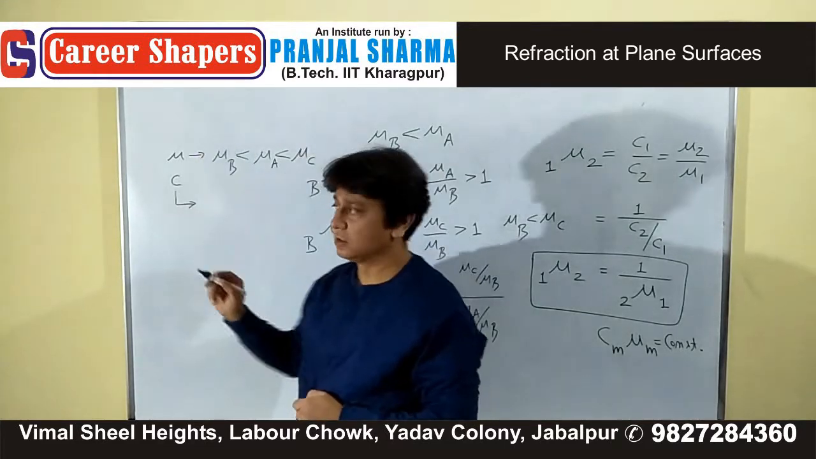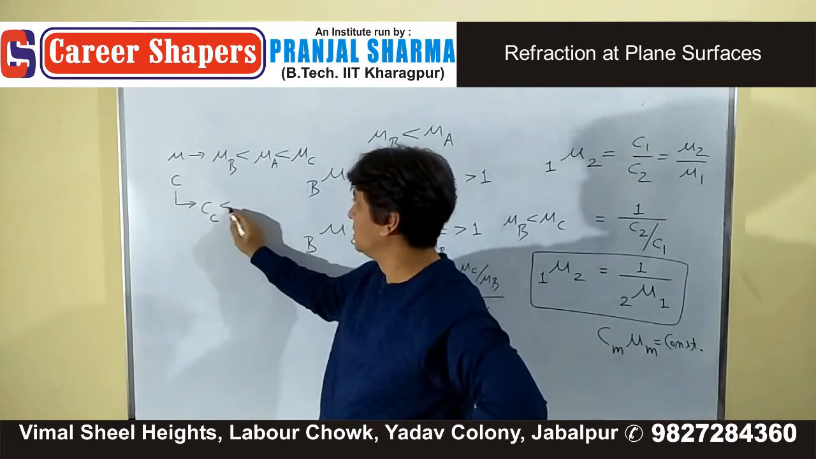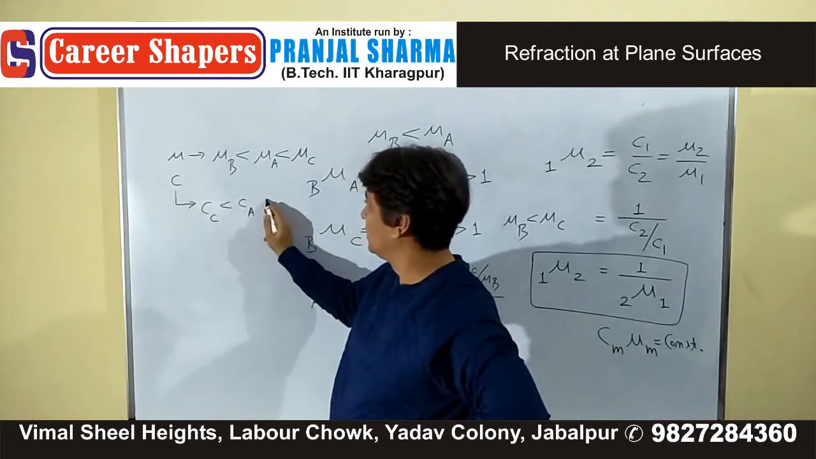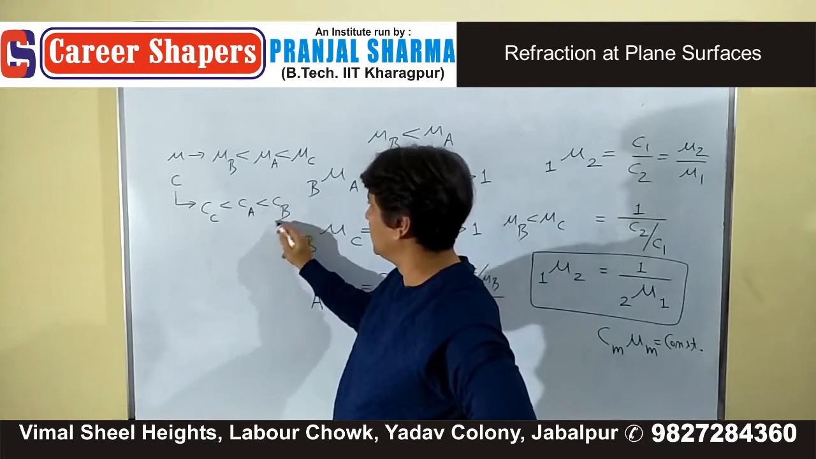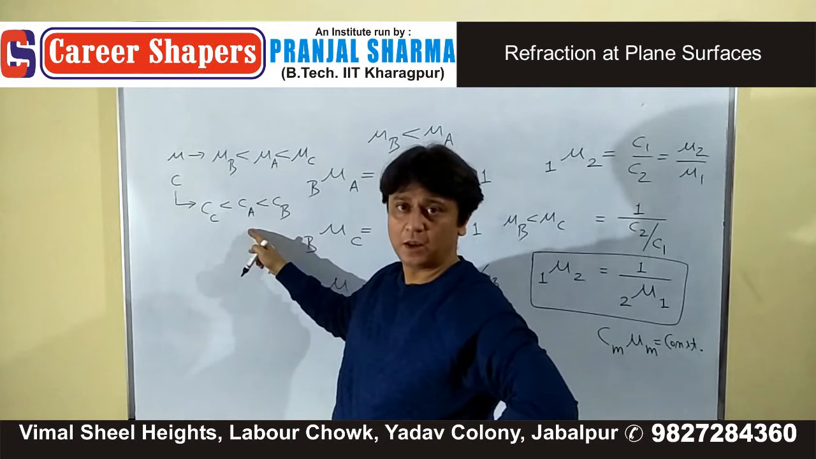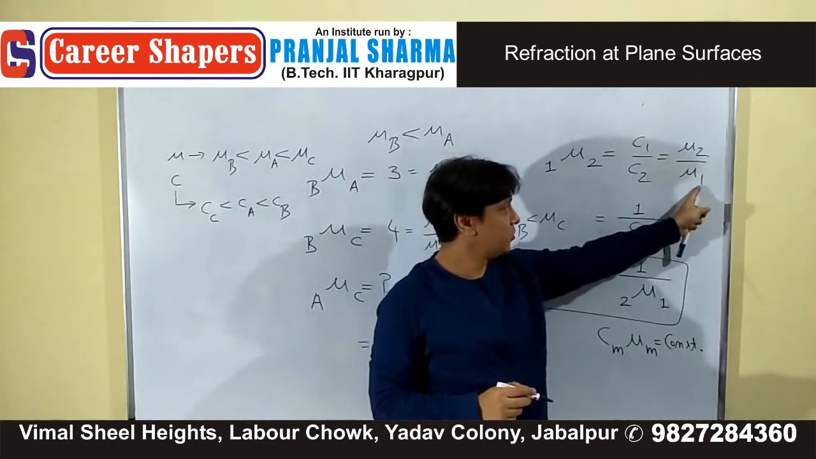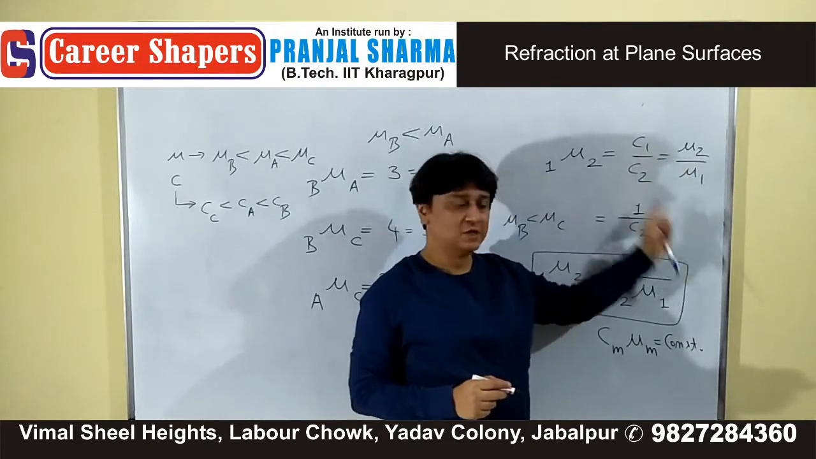Look at the solution. Solution is already here. C, A, B. Just reverse the sequence. Why? Because of this. This is mu2 upon mu1. This is C1 upon C2.